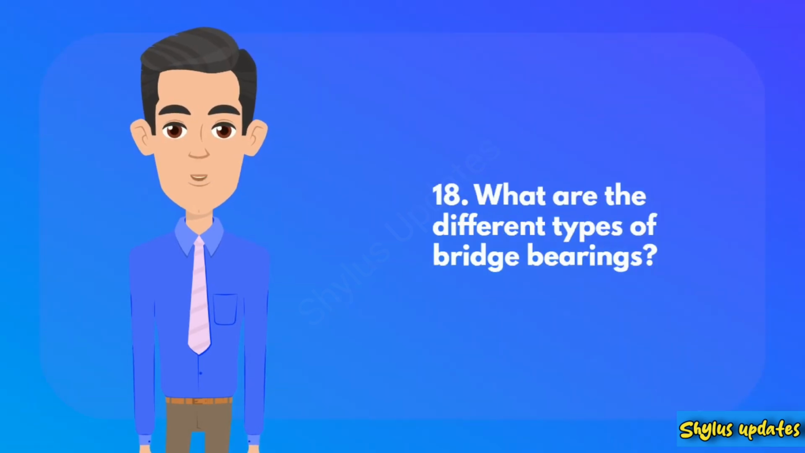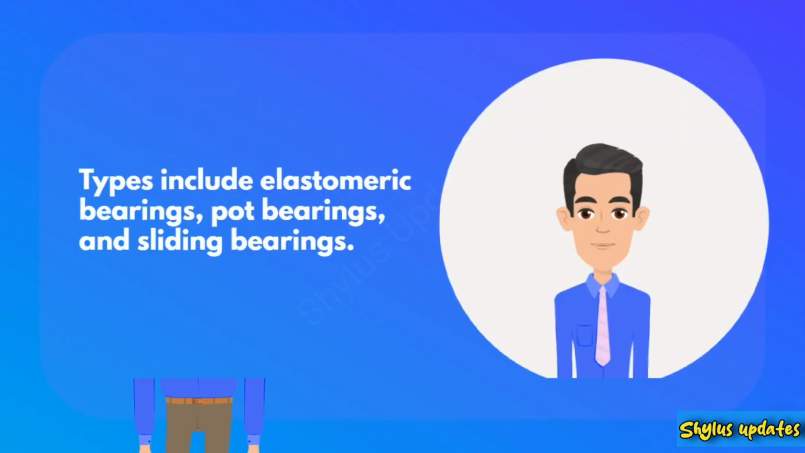18. What are the different types of bridge bearings? Types include elastomeric bearings, pot bearings, and sliding bearings.